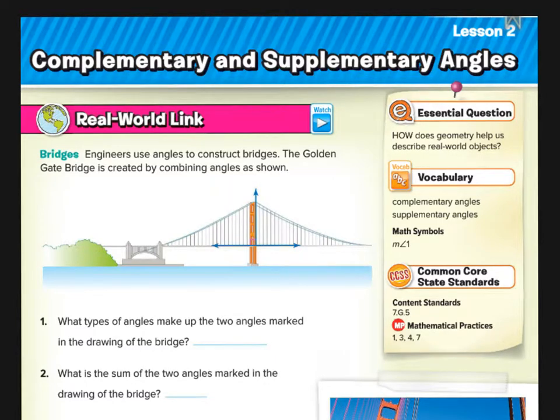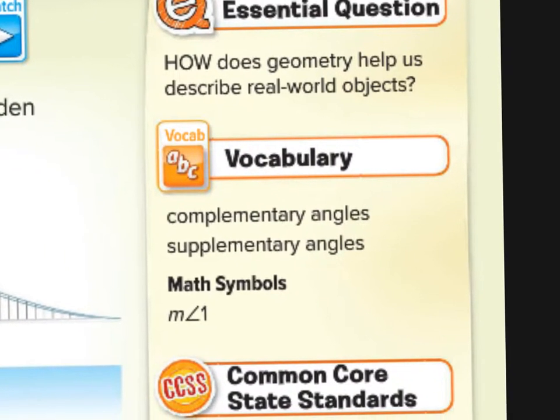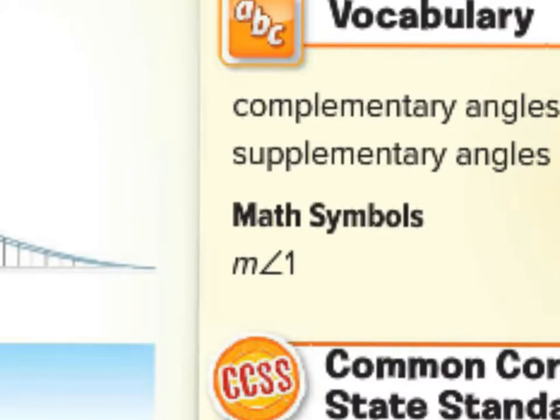Hello boys and girls, and welcome to Lesson 2 from Chapter 7, Complementary and Supplementary Angles. We're going to address how geometry helps us describe real world objects. And some of the words we will look at are complementary angles and supplementary angles. And some of the common math symbols we will see look like this, where we say measure of angle 1.